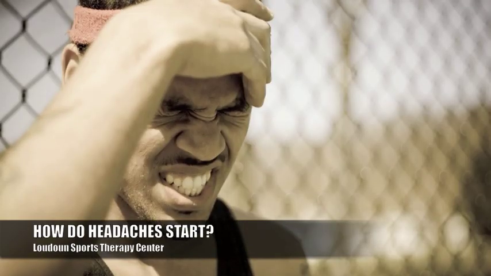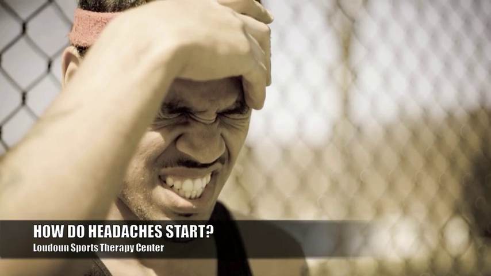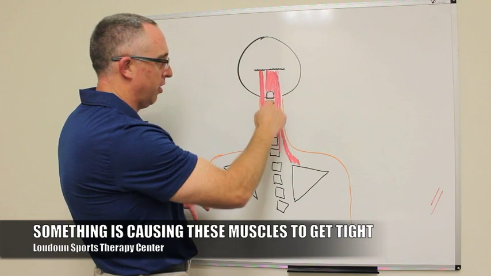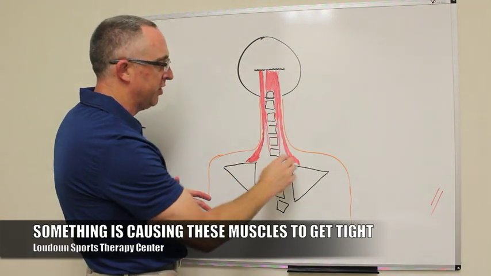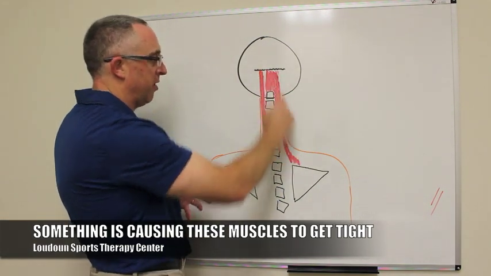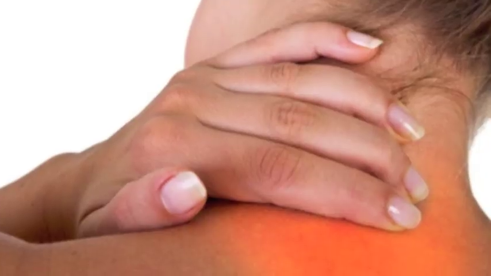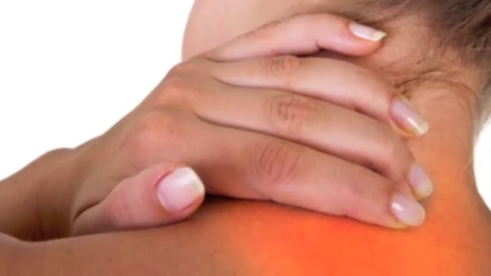So what happens in a headache issue is that something is causing these muscles, one or all of these muscles. So there would be 7 muscles that come to each of these vertebrae, 2 muscles that are coming from each shoulder blade up into your neck. So there's a lot of muscles. What's happening is that something is causing those muscles to get tight, to get tense.